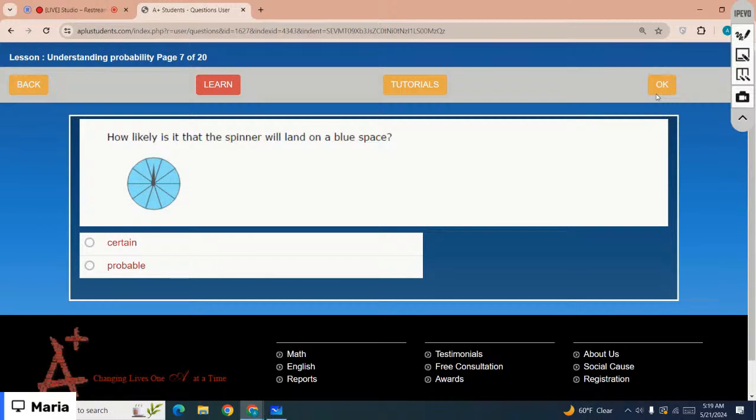How likely is it that the spinner will land on the blue space? So, which is the correct option? Because all the portions on the spinner are blue, it will certainly land on blue. The correct option is certain.